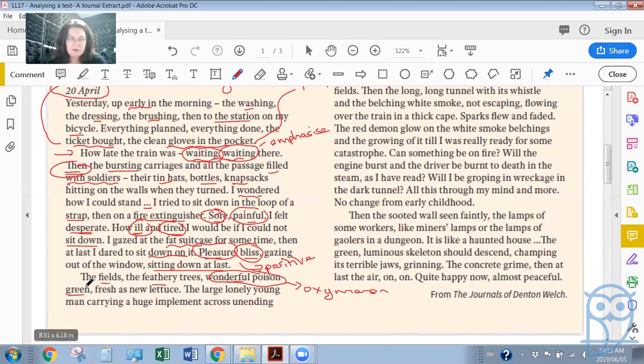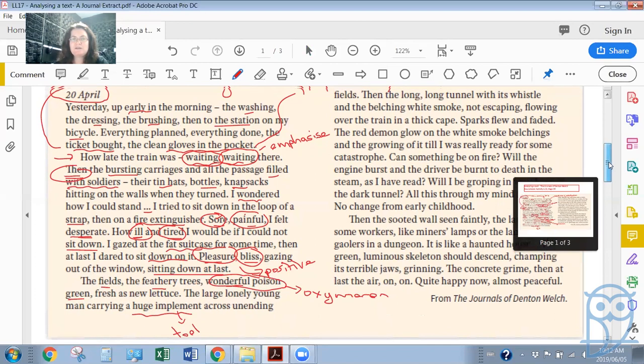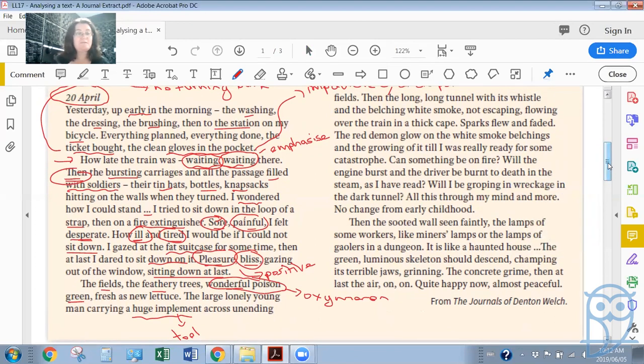So this wonderful poison green, fresh as new lettuce, the large, lonely young man carrying a huge implement, some sort of tool, right? Testing your vocabulary here, a huge implement across unending fields. So he's still looking out the window. He sees a young man working in the fields, possibly plowing the fields.